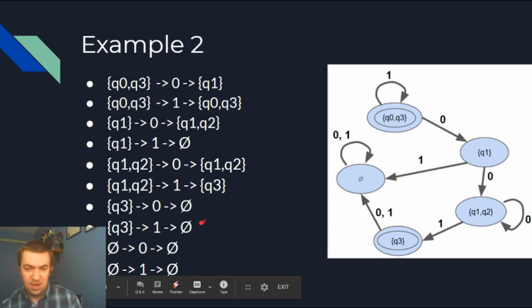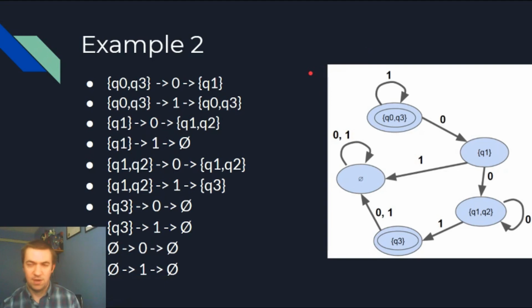From Q3, any input that we give it, 0 or 1, leads to our dead state, so we're just going to add one transition here for either 0 or 1. And also, Q3 is an accepting state, as we can see from the second circle. Finally, our dead state, given 0 or 1, just loops back to itself, and so we end up with a correct DFA for our original NFA.